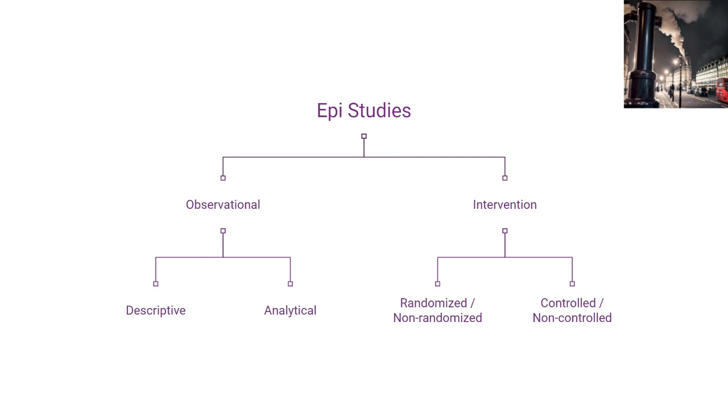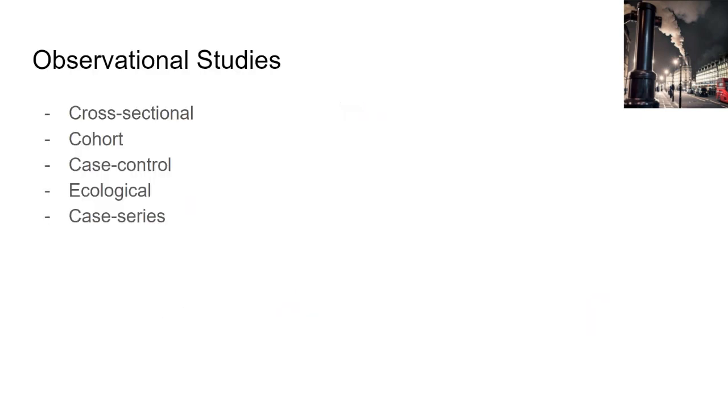If an observational study includes a comparison between groups, it's considered analytical. If it only describes participant characteristics, it's descriptive. Observational studies can be divided into cross-sectional, cohort, case control, ecological, and case series studies.